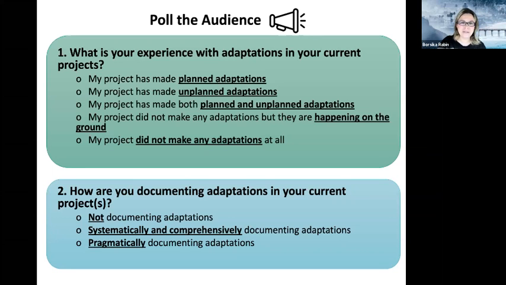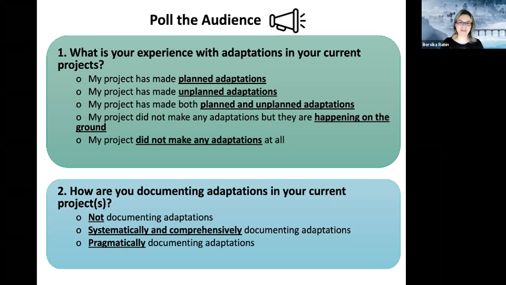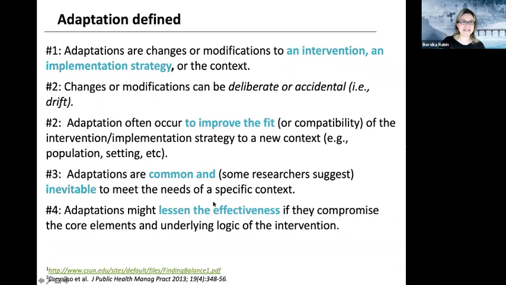And then for the second question, Brennan, I don't see the bottom of the answers. I only see the top two. So if you see all the answers, would you mind reading that out? Sure. So 13 people, or 62%, reported pragmatically documenting adaptations. Okay, wonderful. And then the other two were kind of evenly distributed. Thank you so much. So we will close this now and move on to the next slide.